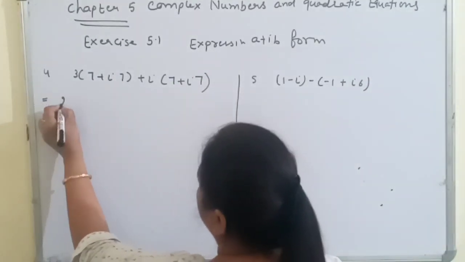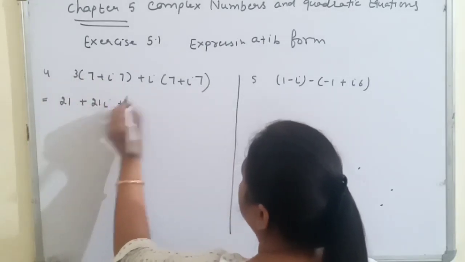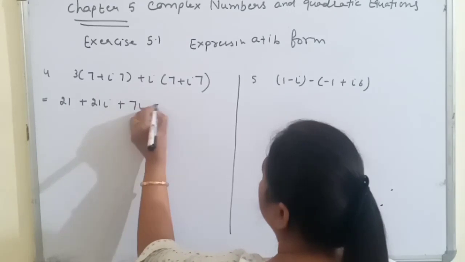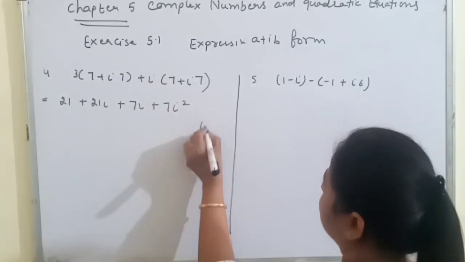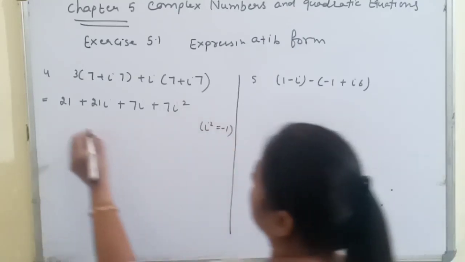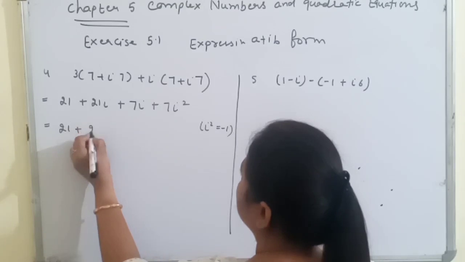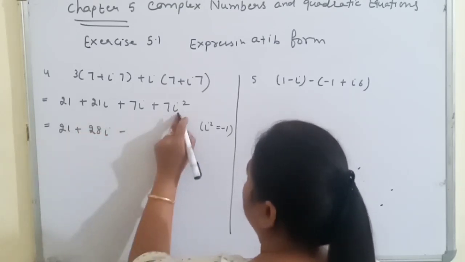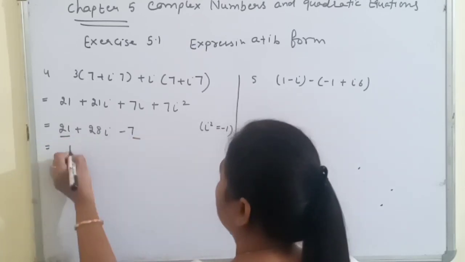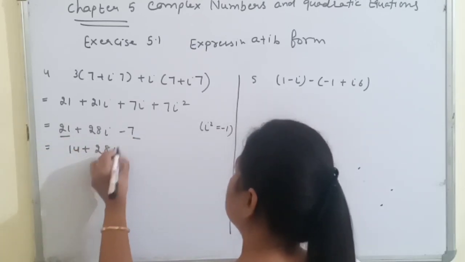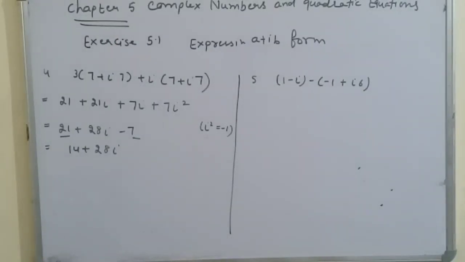3 into 7, 21, plus 7 into 3, 21 iota, plus 7 iota plus 7 iota square. So iota square is minus 1. 21 plus 21 plus 7, 28 iota. Iota square is minus 1, so this is minus 21 minus 7, 14 plus 28 iota. Now this is the solution for the fourth question.